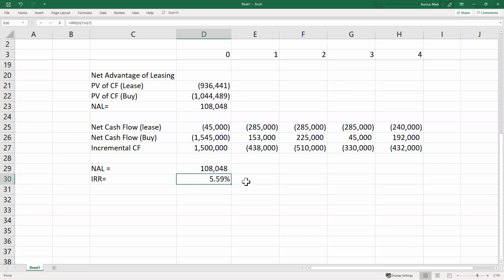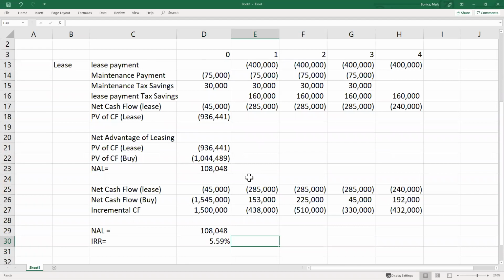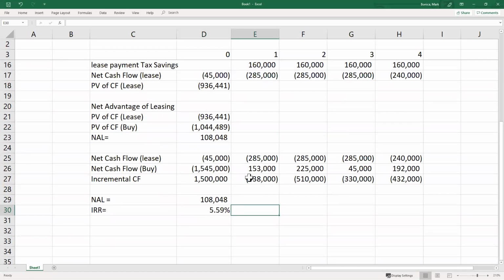Now, the way you interpret the IRR in this case is going to run counterintuitive based on everything we've done with IRR up till now, but you actually want an IRR that is less than your cost of borrowing. In this case, we have an IRR resulting from the lease of 5.59%. That's less than the cost of borrowing, so that verifies that the lease is an advantage, just like the net advantage of lease does. So just remember, you want to go below your cost of borrowing rather than above your cost of borrowing.